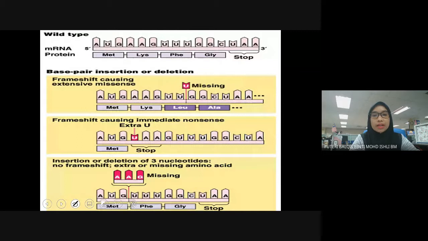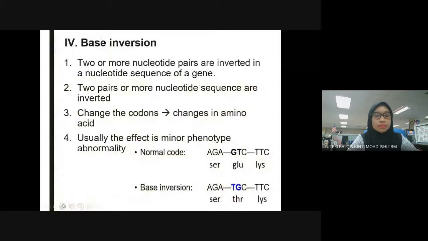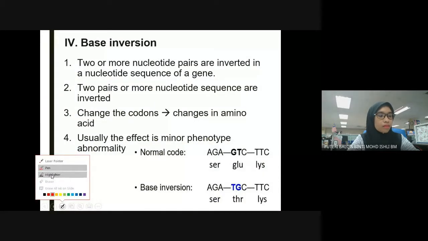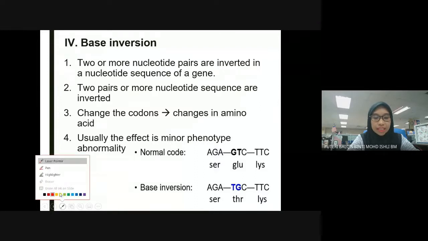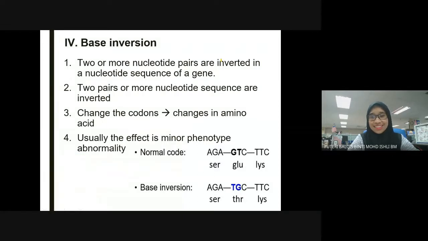Alright. Base inversion. Base inversion, 2 or more nucleotide pairs are inverted. Okay, keyword kat sini adalah inverted. Inverted, 2 or more nucleotide pairs are inverted in the nucleotide sequence of a gene. Berapa kali nak ulang? Change in the codon, then akan berubahlah amino acid dia.